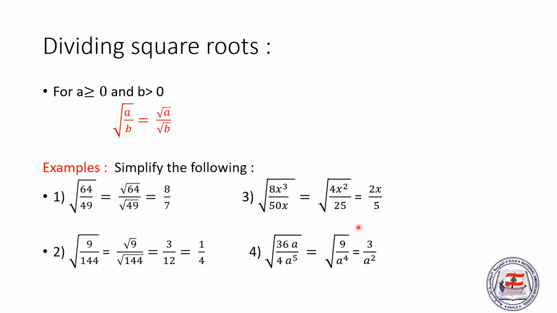Again, in number 4, we can start by simplifying the fraction. So 36 over 4 gives 9. A to the power of 9 over A to the power of 5 gives A to the power of 4. Reducing the square root of 9 gives 3. Square root of A to the power of 4 gives A to the power of 2.